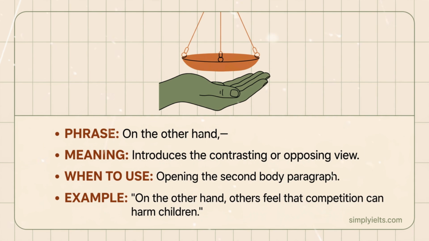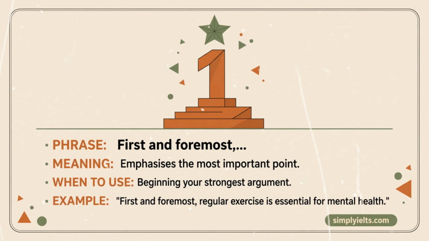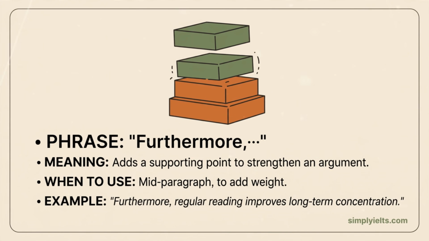Finally, use on the other hand to open your second body paragraph when introducing the contrasting or opposing view. You could say, on the other hand, others feel that competition can harm children. First and foremost, use this phrase to emphasize the most important point when beginning your strongest argument. For example, first and foremost, regular exercise is essential for mental health. Next is, furthermore. Use this mid-paragraph to add a supporting point and give more weight to your argument. For example, furthermore, regular reading improves long-term concentration.